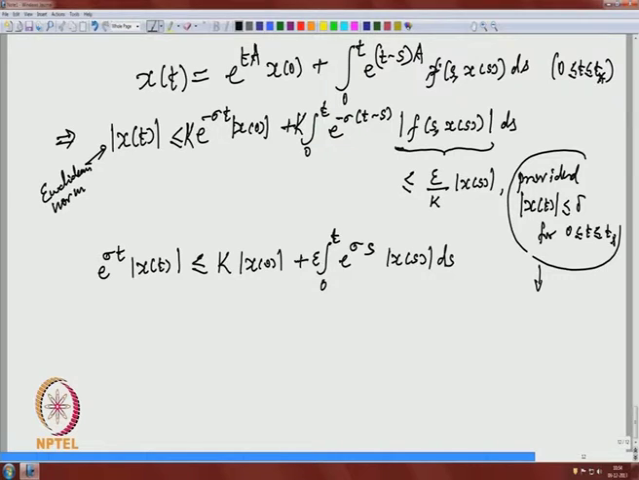But now look at this inequality. Concentrate on this function. The same function appears on the left hand side and in this integral, and this is the situation where we can apply Gronwall's inequality. We have already seen the importance of Gronwall's inequality in proving uniqueness.